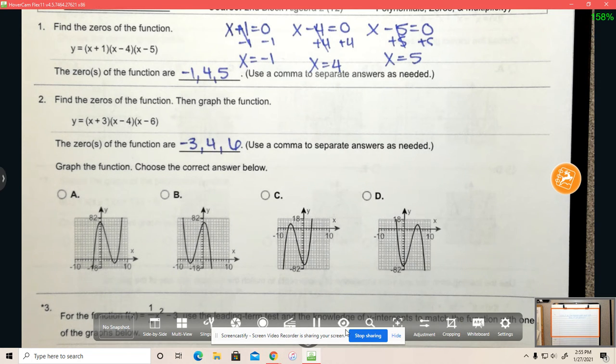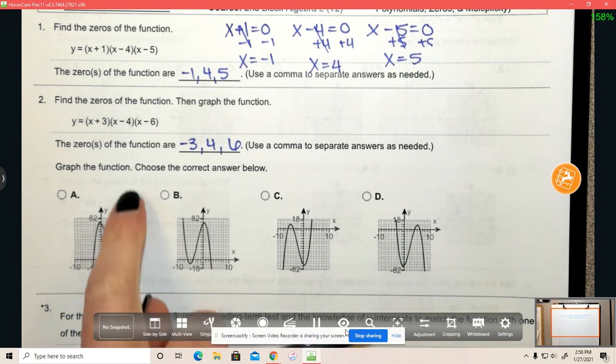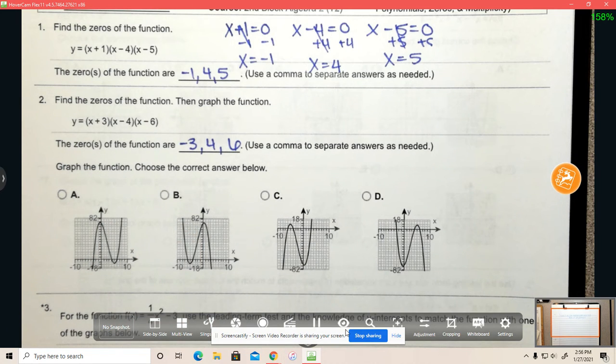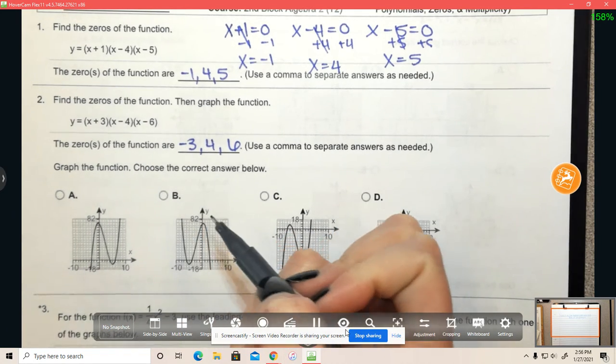So I personally think that it's good for you to be able to look at the polynomial and pick the graph from there. But if that's difficult for you, just go ahead and graph it, okay?